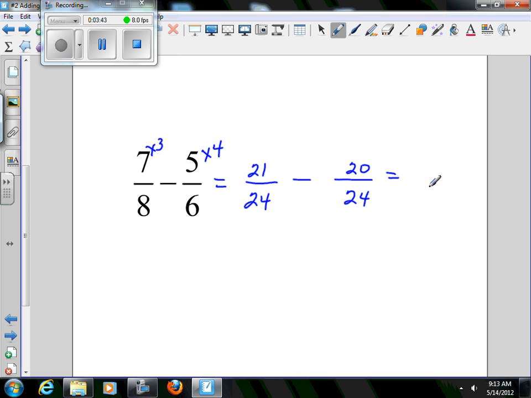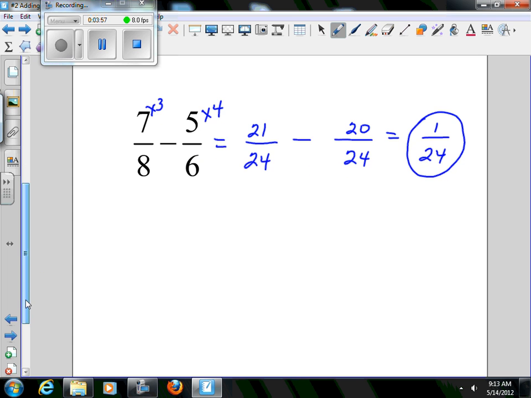If we subtract the numerators, we end up with 1/24. And that can't be reduced. The only number you could divide the numerator and denominator by would be 1, and that would not change our answer at all. So we still have 1/24.